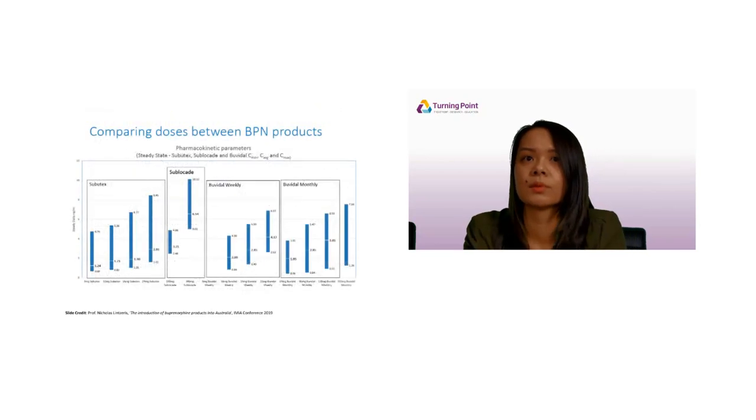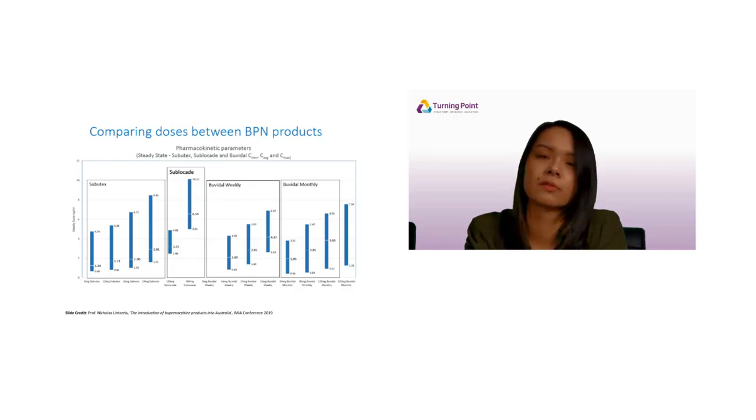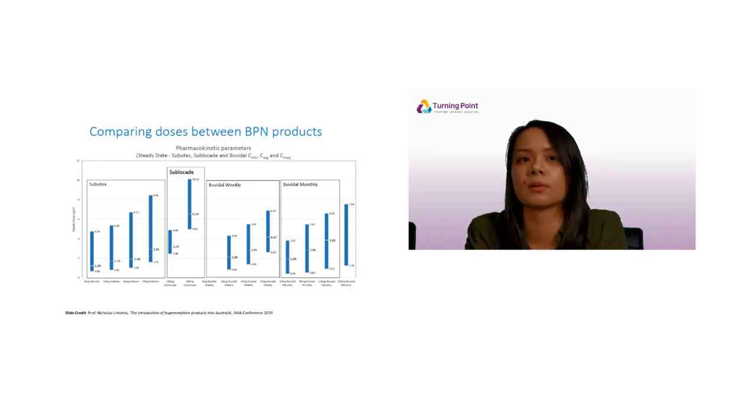So this table looks at how we compare doses across the products. If you look on the very left of the screen, Subutex, which is that tablet form of buprenorphine. Then in the middle you've got Sublocade, and on the right you've got the weekly and monthly forms of Buvidal. The interesting thing to see here is that if you look at the bars, the doses of Subutex up to 24 milligrams largely match those of weekly and monthly Buvidal, but Sublocade does have a bit of a rise compared to everything else, which suggests that it might have better pharmacokinetic parameters for people who are usually on above a 24 milligram dose of buprenorphine.